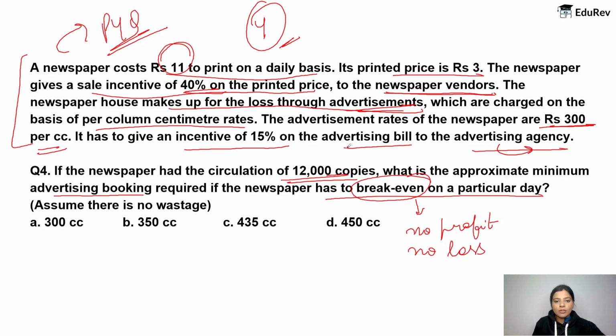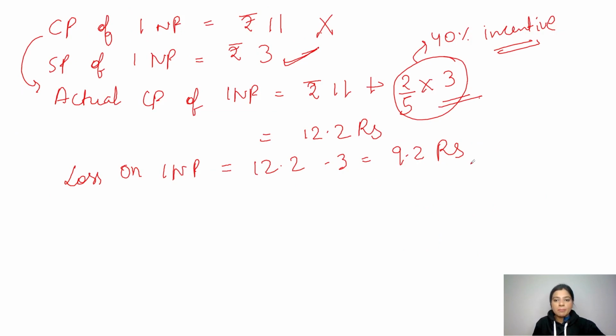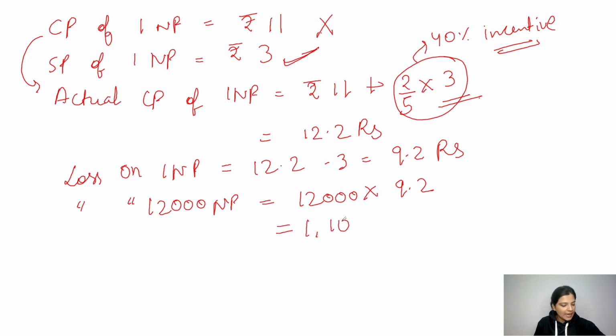So there are 12,000 copies floated in the market. You are asked how many minimum advertisement bookings they require so that they are at a break even situation on a particular day. There is no profit, no loss. Now you know that the loss on one newspaper is 9.2 rupees. So the loss on 12,000 newspapers will be 12,000 into 9.2 rupees. When you solve this, it comes out to be 1 lakh 10,400 rupees. So this is the total loss of the particular day.